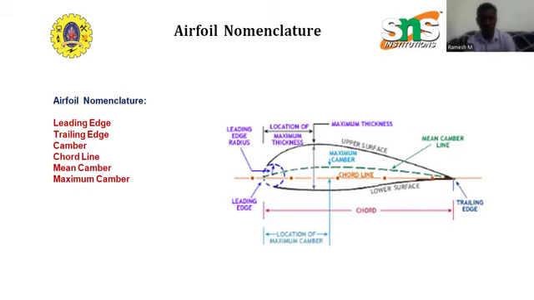And also, what is a Mach number? Generally, we have to know that it is a ratio between the flight speed and the speed of sound. The speed of sound at sea level is generally 330 meters per second.